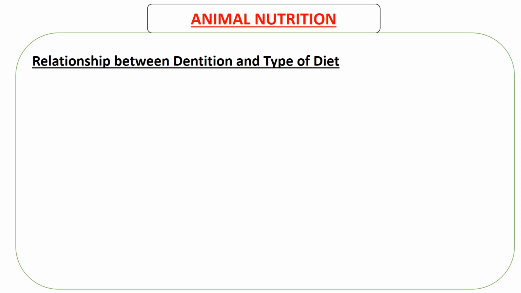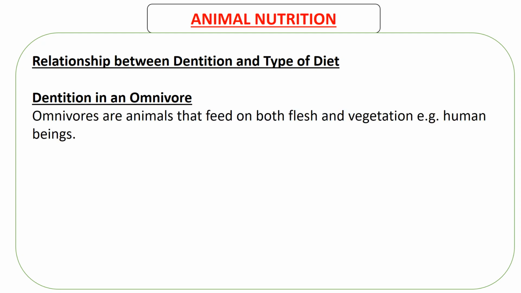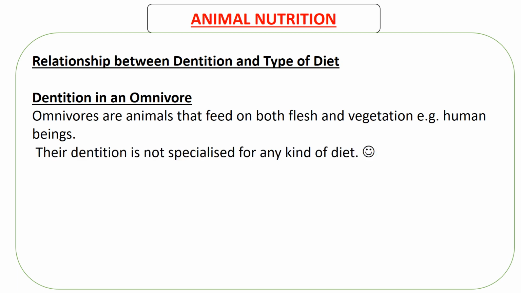The last ones are us humans and pigs, called the omnivores. The omnivores are those that feed on both flesh and vegetables. Human beings, pigs, and of course some dogs in our communities. When there's no food, they can feed on veggies, but dogs are supposed to be carnivores. So their dentition is not specialized for any kind of diet. They eat everything, so they're not specialized on veggies or flesh.